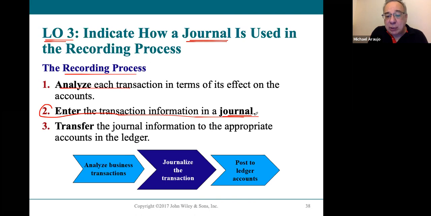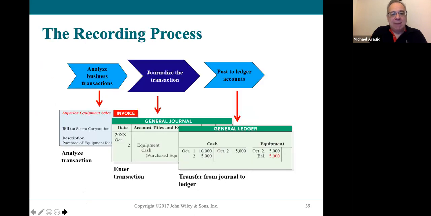The wonderful thing about the journal is you've already done all the thinking about it before you get here. And the journal is simply writing it down. So it's really not a bad thing. The analysis piece is really the tough part. The journaling piece is really not. After we're done with the journal, we're going to move on to what happens to that next, but that's going to be in Learning Objective 4. So no reason to worry about it right now.